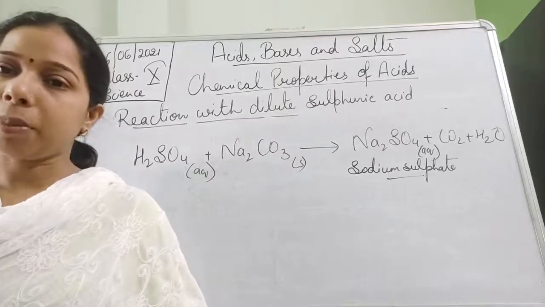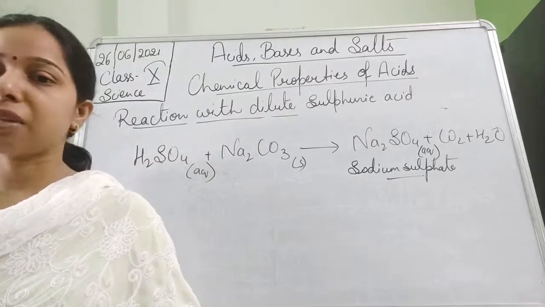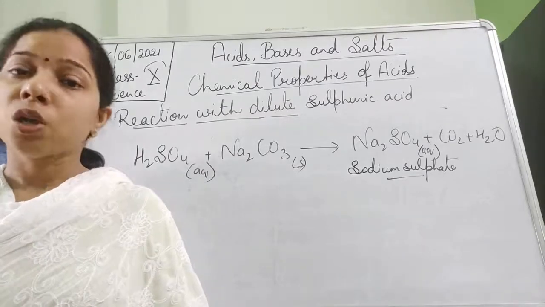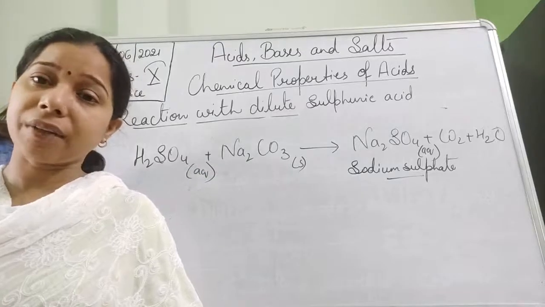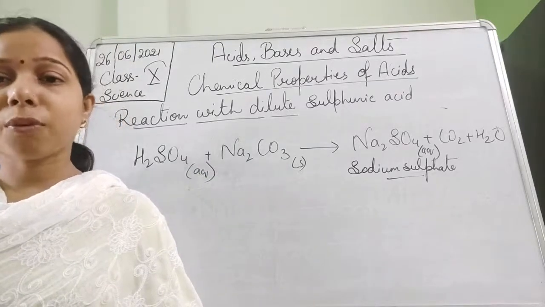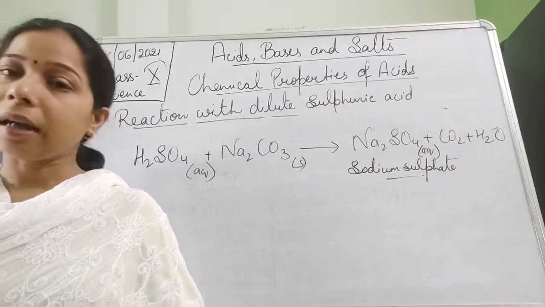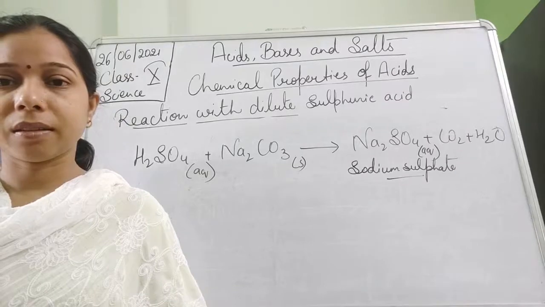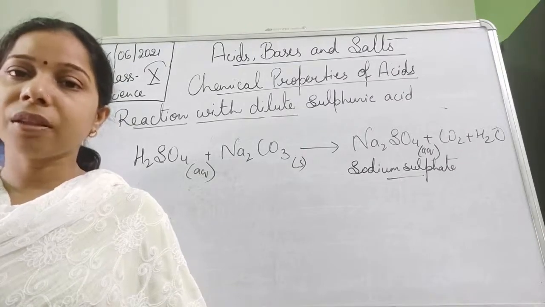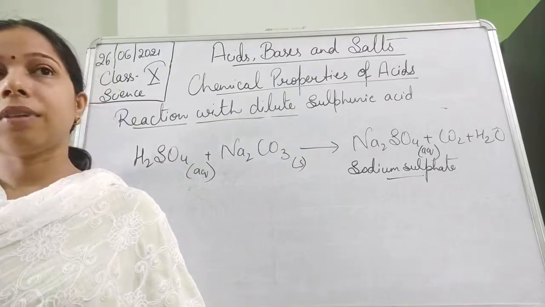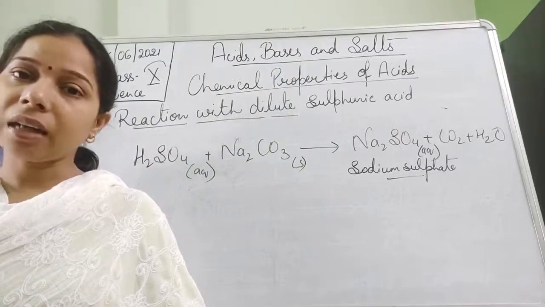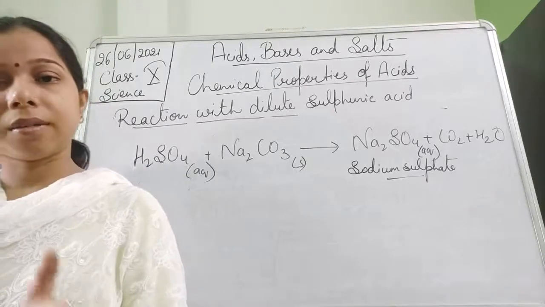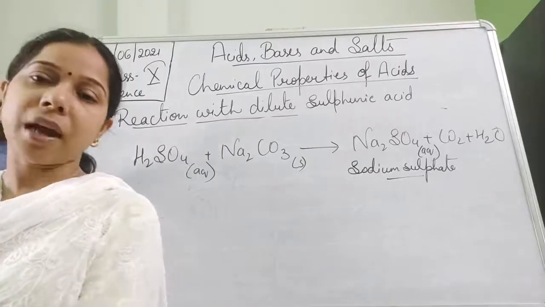Talking about the chemical properties, we have seen the first reaction is with the metal. Then what happens when acid reacts with the metal? So when acid reacts with the metal, there is a formation of a salt and a gas is released which is called hydrogen gas. Like we have seen with zinc. Zinc reacts with dilute sulfuric acid to form zinc sulfate and hydrogen gas.